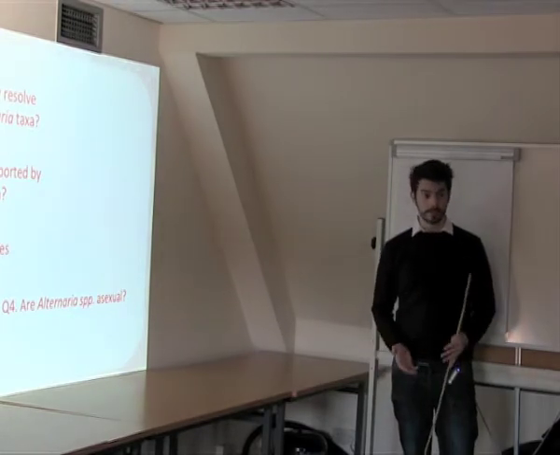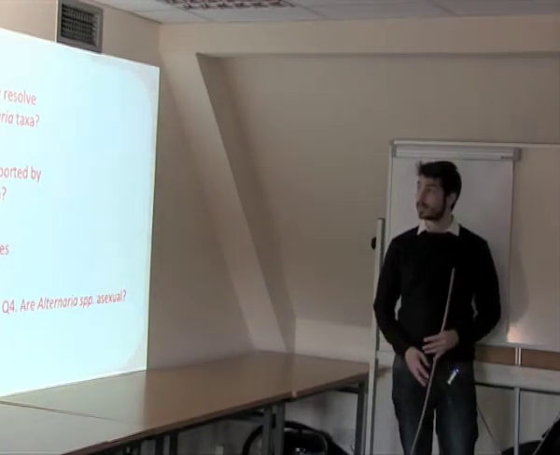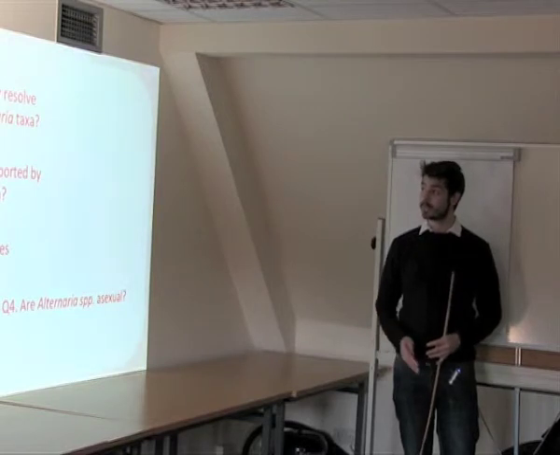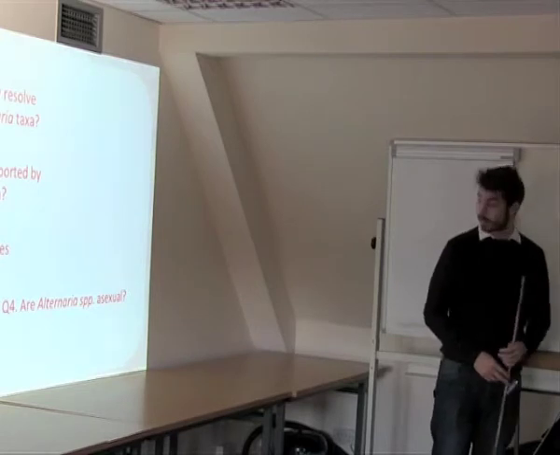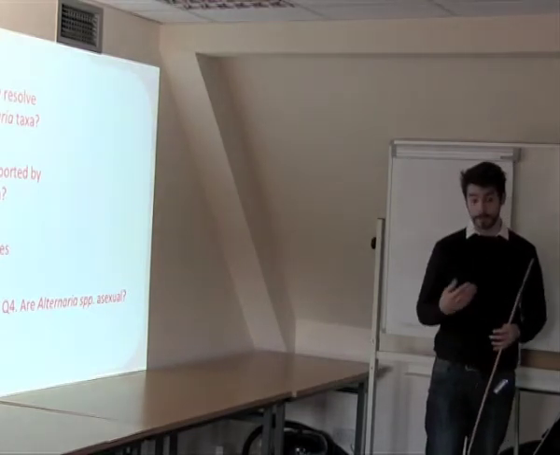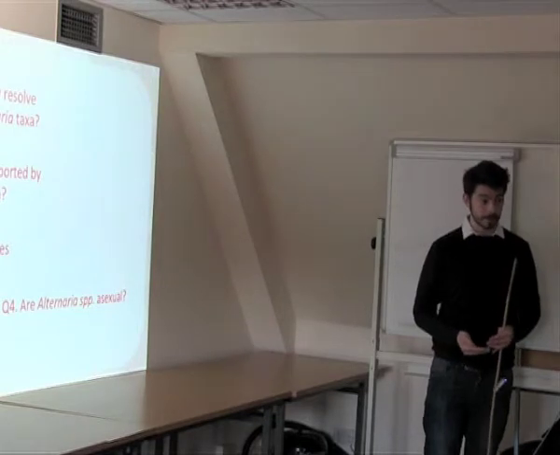So to address and further characterise the Alternaria species group, we asked four main questions. Using phylogenetics to try and characterise different lineages within the species group, to look at spore morphology and identify whether our phylogenetic clades are supported by spore morphology, to look at the basis of pathogenicity, and also to ask some broader questions as to whether we can observe potential sexuality within the species group, as this may alter how we manage and control this species.